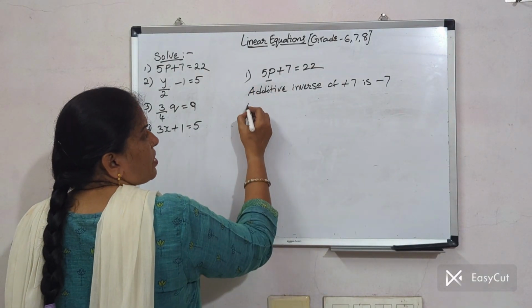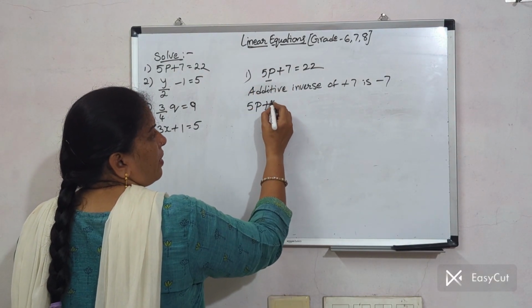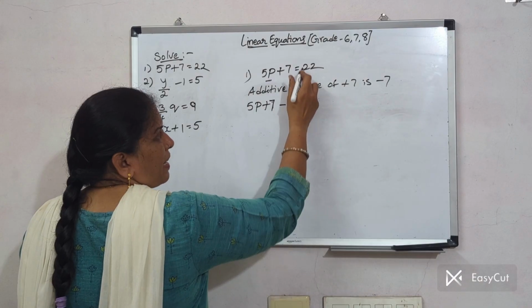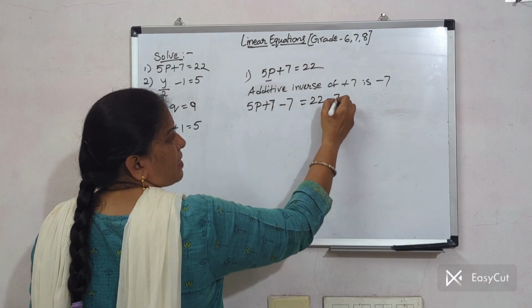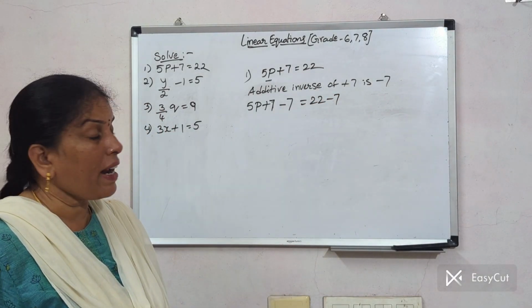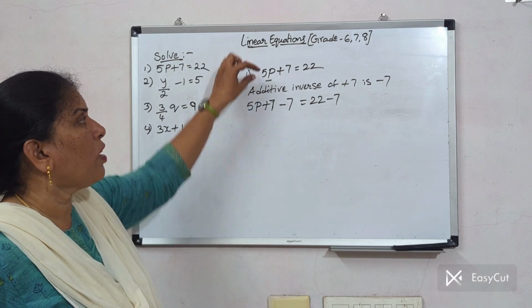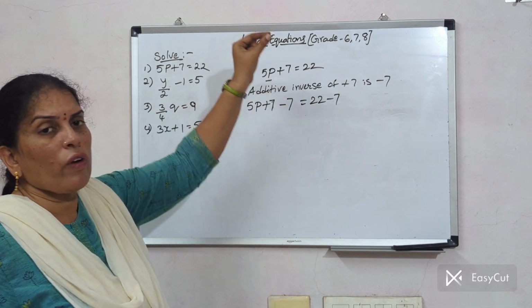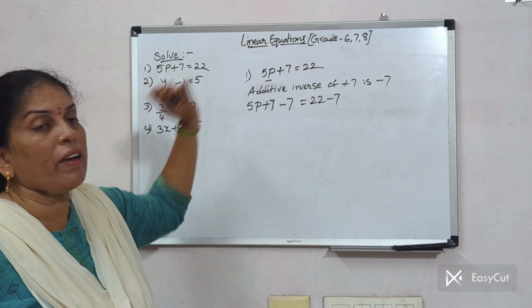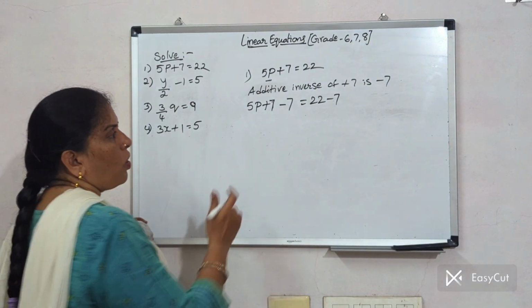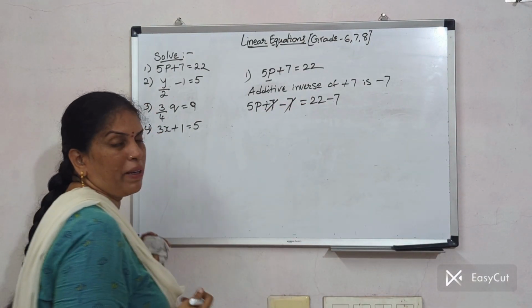So, what is the equation? 5p plus 7. Both sides are adding minus 7. 22 minus 7. Why am I writing minus 7? Because I want p value. I am removing one by one, so that only p will be there. So, plus 7 minus 7 will be cancelled.